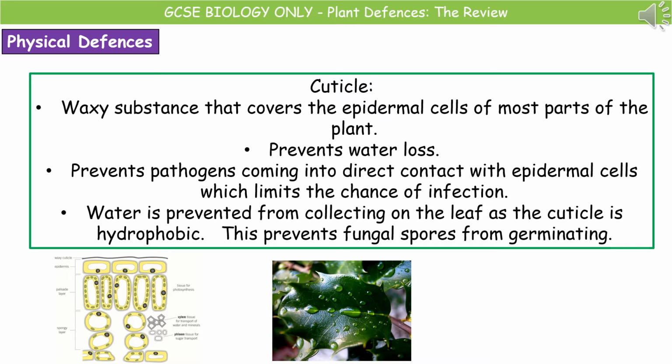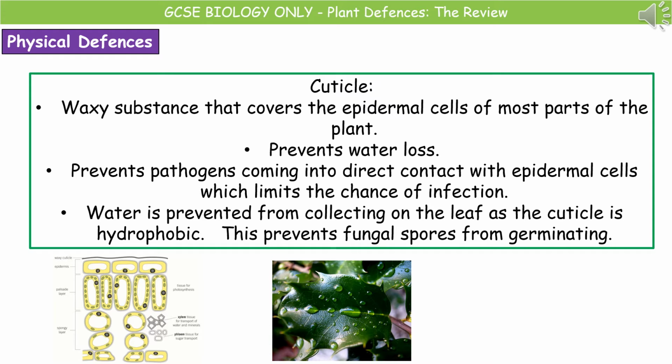In terms of the physical defences, first and foremost we have this structure called the waxy cuticle. On the leaf you can see at the bottom left there, that's the little line going right the way across the top surface there. So it's a waxy substance that covers the epidermal cells on most parts of the plant. It's got a couple of key features here. First of all, it reduces water loss. Secondly, it's going to prevent pathogens coming into direct contact with those epidermal cells, reducing the chance of their infection.